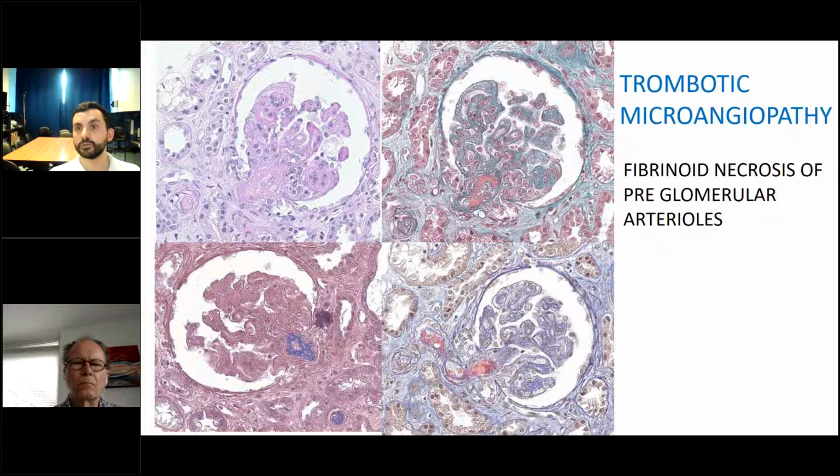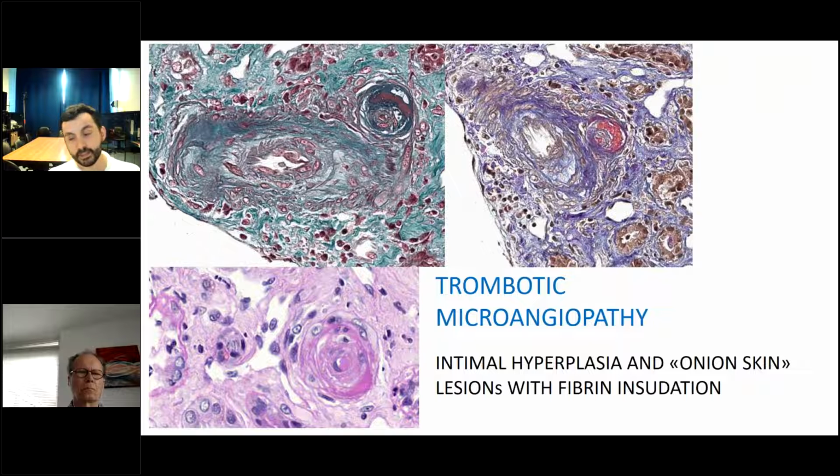We found a full-blown thrombotic microangiopathy with fibrinoid necrosis of the preglomerular arterioles, and this picture is very nice, and even for those of you who are not familiar with looking directly at the pathology, this is very clear what we are looking for. We found intima hyperplasia and the so-called onion skin lesion and fibrinoid insudation.